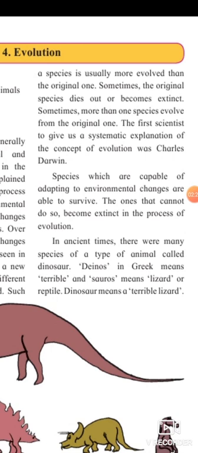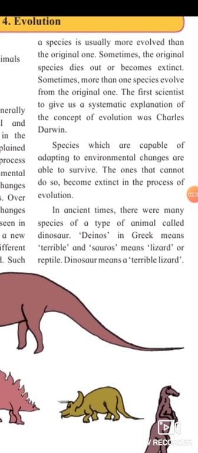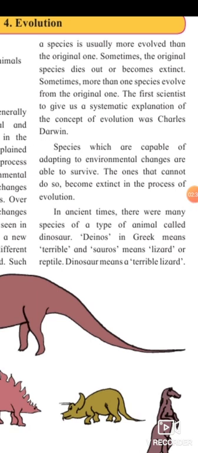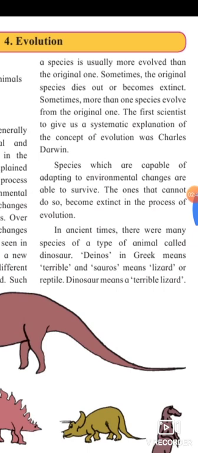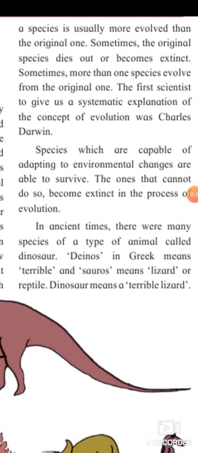The first scientist to give us a systematic explanation of the concept of evolution was Charles Darwin. This is an important one. Species which are capable of adapting to environmental changes are able to survive, as we mentioned in the first paragraph.